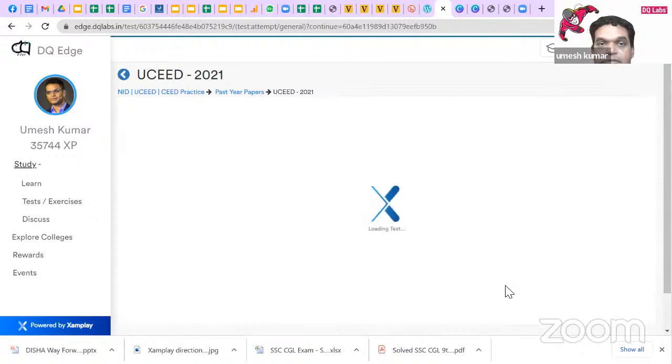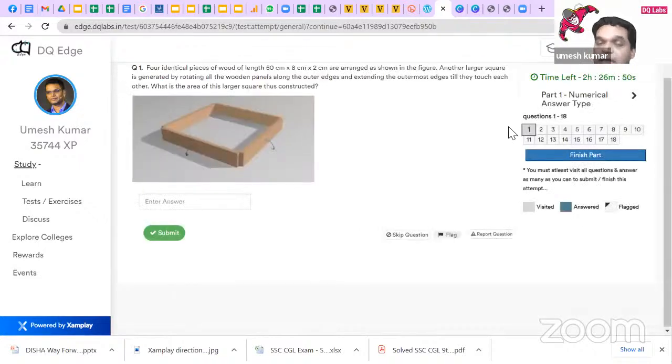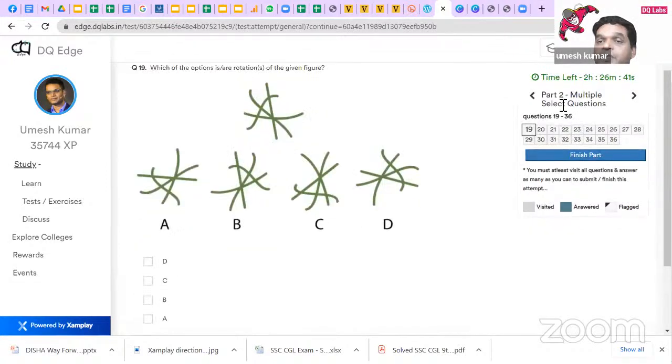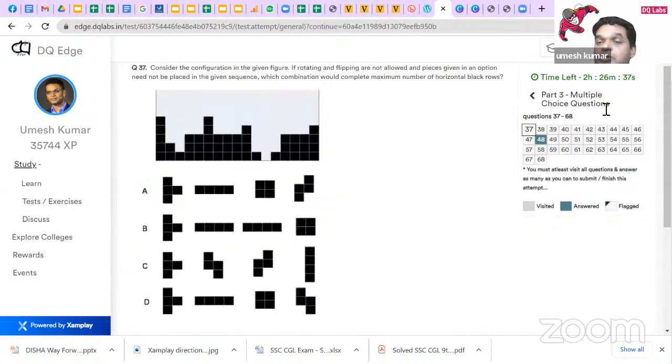Okay, the page is loading. Now the page has loaded. Exactly as in the different exams, you see there are three sections. One is numerical answer type, then there are multiple select questions, and then there are multiple choice questions. So even here you have this segregation of the questions.